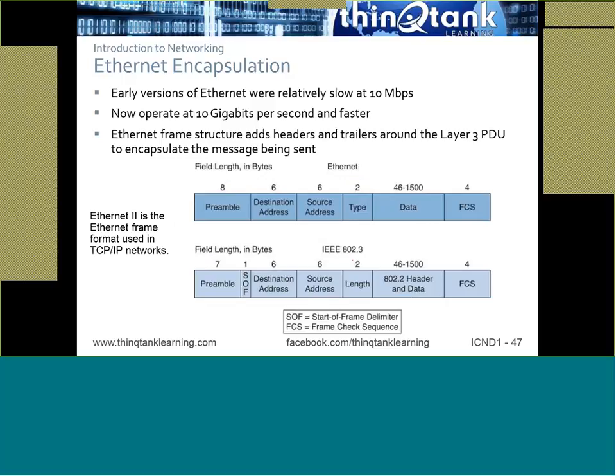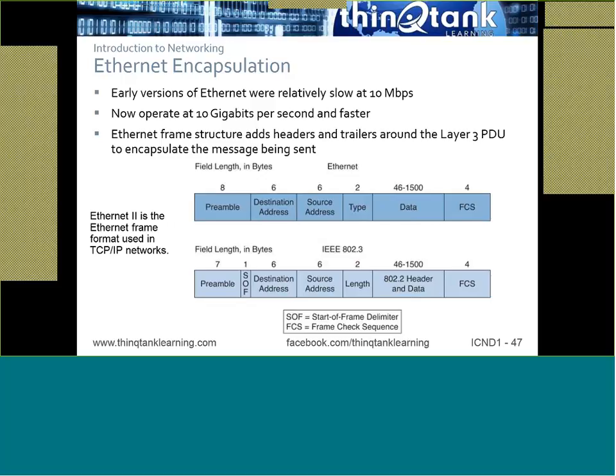Then we have our data field, which is a variable length field, 46 bytes up to 1,500 bytes. All right? At a minimum, it has to contain 46 bytes of information. At a maximum, 1,500 bytes of information. That is based on our MTU, maximum transmission unit length.